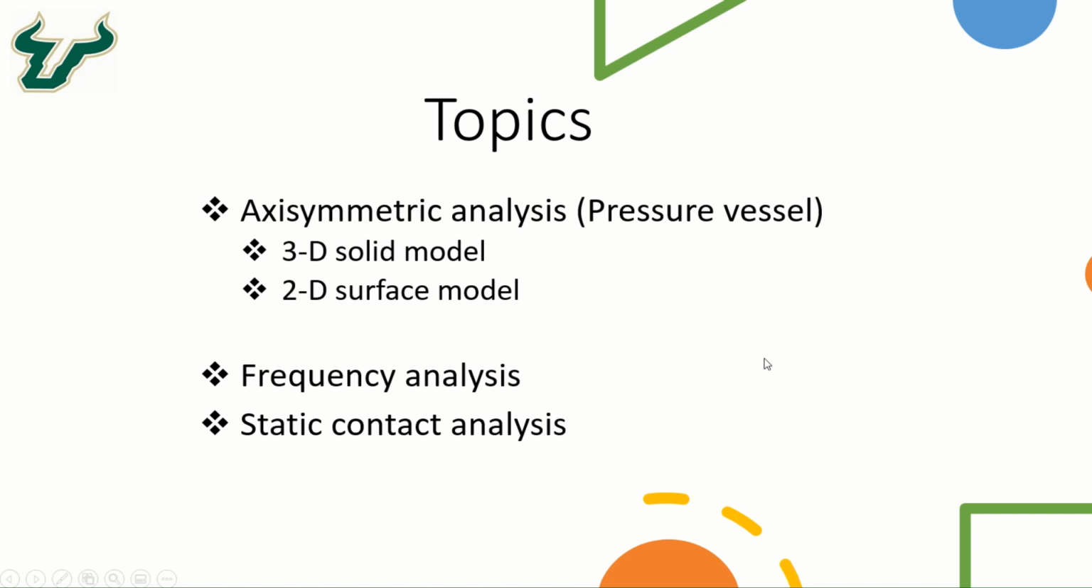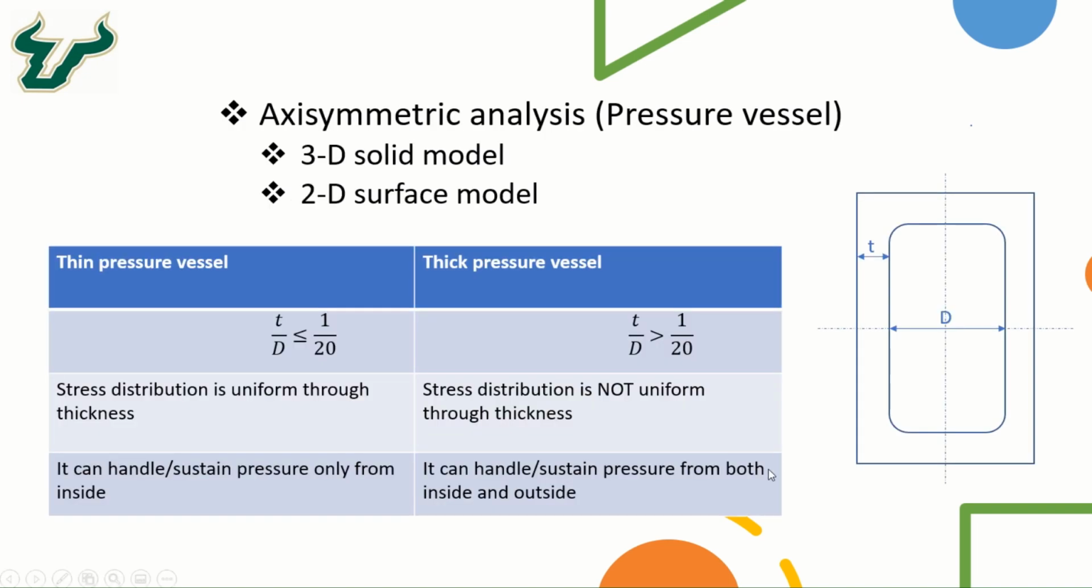All right, so let's begin with the first topic, which is the axisymmetric analysis. And as the name suggests, the axisymmetry is a critical factor in the analysis of these kinds of problems. Let's take a look at very briefly the differences between the thin pressure vessel and the thick pressure vessel. I'm sure those who are in the machine design class must have gone over this in quite some detail, but for those who haven't, this is just a brief outline and overview of what kind of pressure vessel that we are calculating the stresses for.